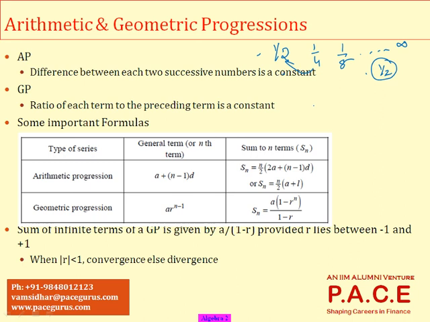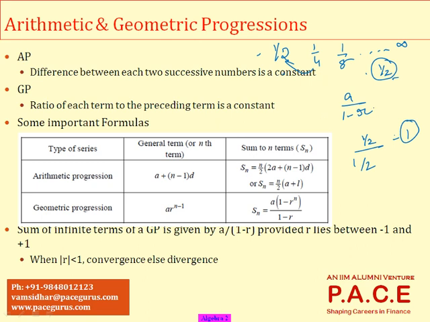So in this case, the sum of n terms you know how to find out, a into 1 minus r to the power n by 1 minus r. But if someone asks me to find the sum of infinite terms of this series, then it gets simplified to a upon 1 minus r. So a is 1 by 2 divided by 1 minus 1 by 2, which is 1 by 2. So this sums out to 1, which means all these infinite terms will sum up to a value equal to 1.